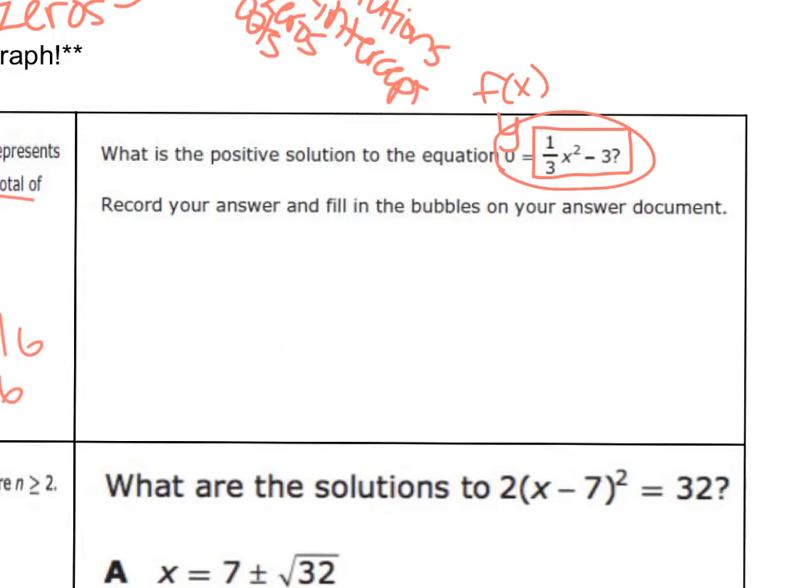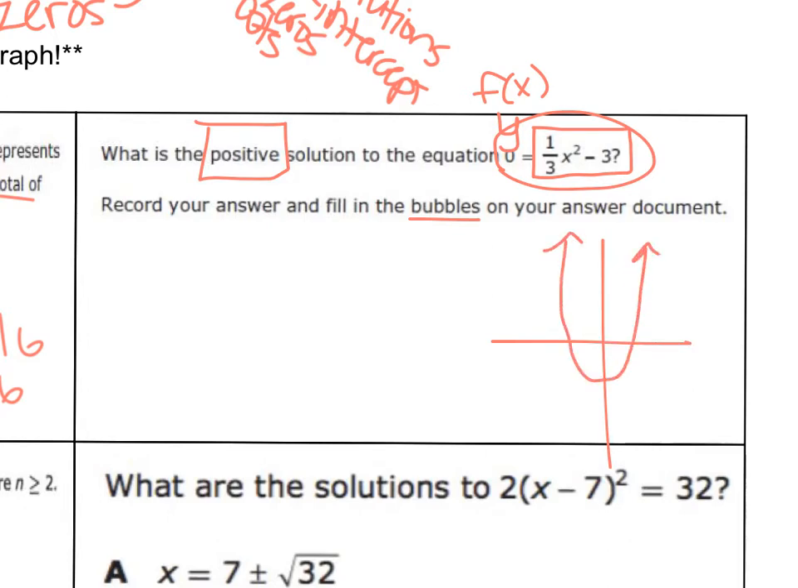Very important on this one, this is a bubble answer, so we need to reread the question. What is the positive solution? So whenever you graph this equation, you're going to have two answers. One is on the left side and one is on the right side. Whenever you go to find your answer, you're looking for the positive solution, so that will be the one on the right side, and then you'll bubble in your answer.